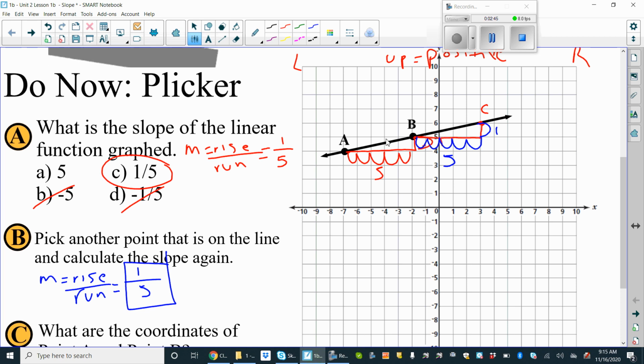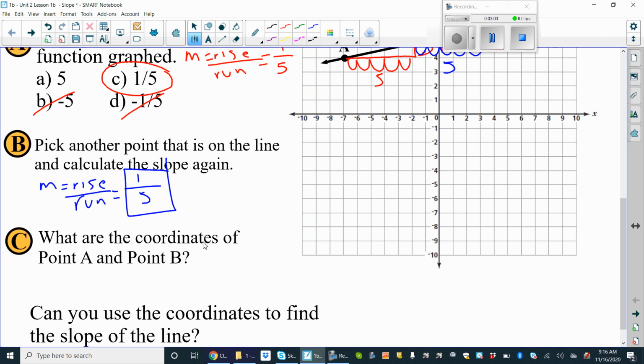And that is one way you always can check your work because any line will have the same slope from any 2 points. So no matter what 2 points you found the slope from on this line, it will always have a slope of 1/5.